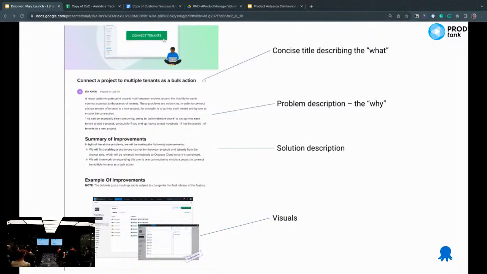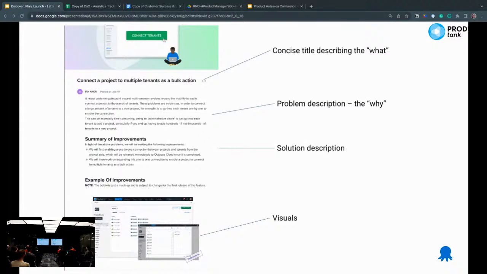And we want to describe the actual solution, again very short and concise. It should be very obvious to the person reading it. What is the difference that we're trying to create? What is the before and the after? And we really like to add visuals to make it really stick and really obvious. Even if it's an early stage prototype, it can change, that's fine.